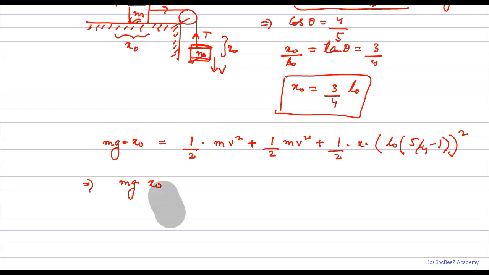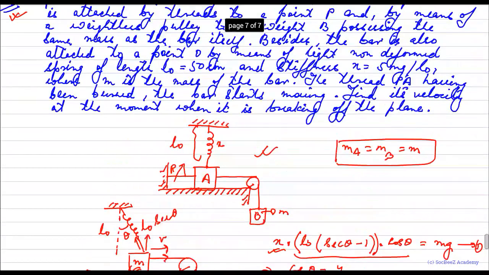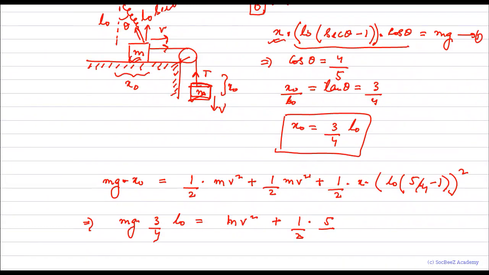Now x naught can be written as 3 by 4 L naught. This must be equal to mv square plus half into 5 by 4, sorry, x was equal to 5 mg upon L naught, into L naught square by 16.